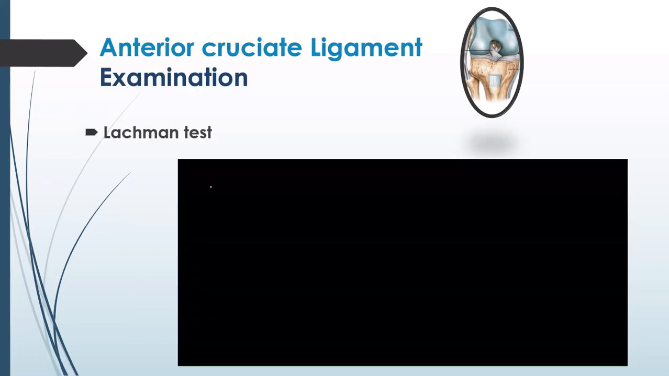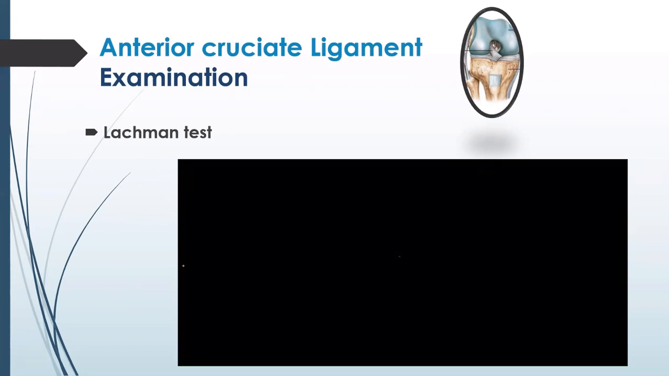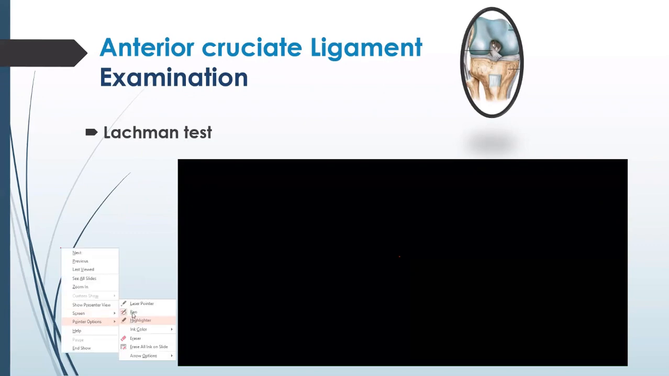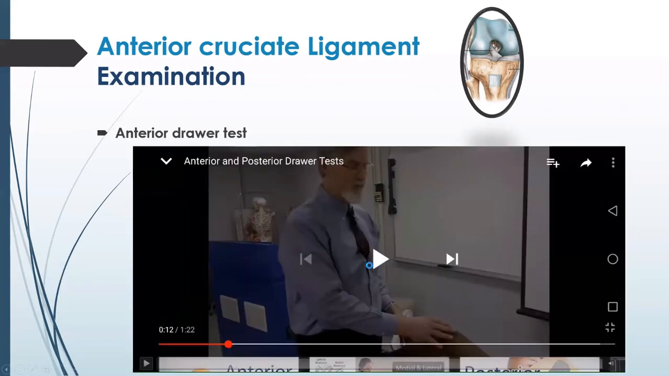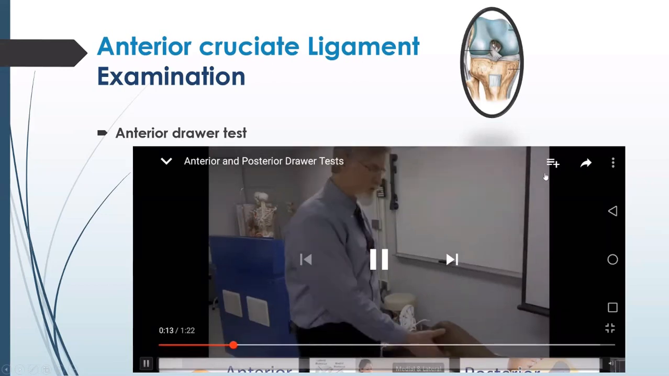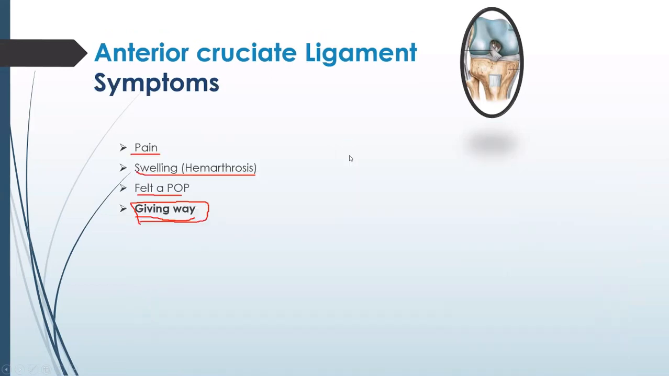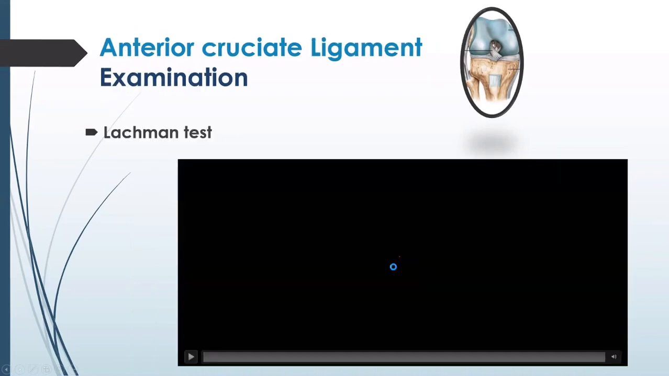Usually when this patient comes to the clinic, after we take the history and physical examination, we do for them some tests. First test we do for them is the Lachman test. The Lachman test is usually done with the patient supine. Sorry, this is the anterior drawer. I will go for the Lachman test.